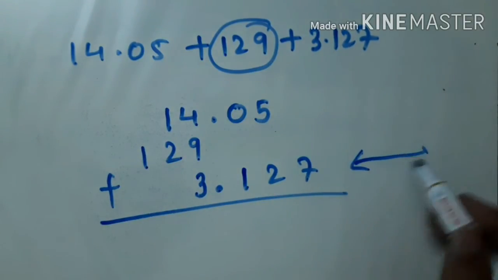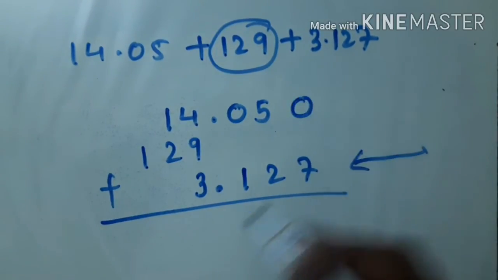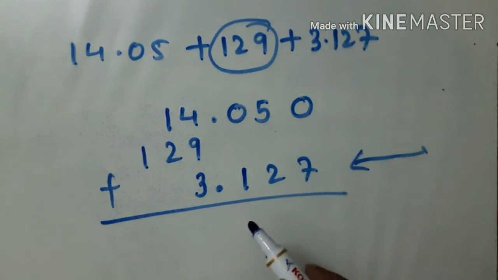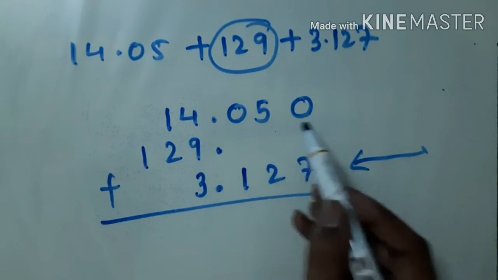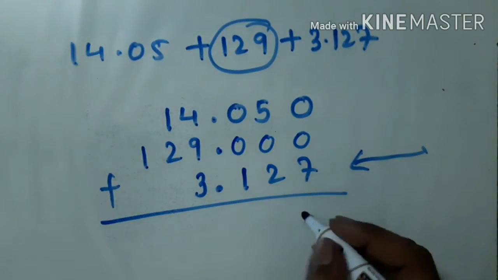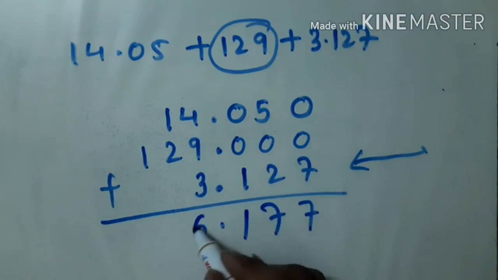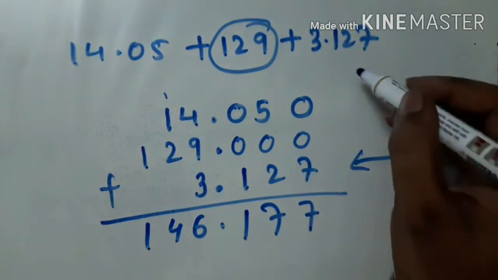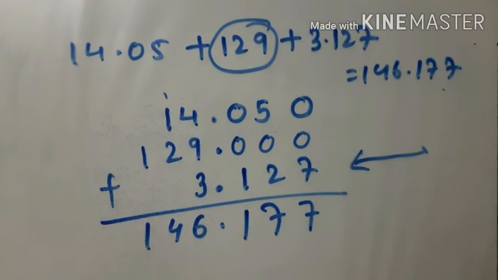So here it looks not organized. So let's write it in a systematic way. So 3 places, it should have 3 places. So we're putting an extra 0. So 14.050. Now 129 has no decimal part. So we can put a point and then 3 places are required, so 3 zeros. Now all have become like decimals. We can add now easily. So it becomes 16, 6, 1, then it becomes 4 and 1. So the answer becomes 146.177.